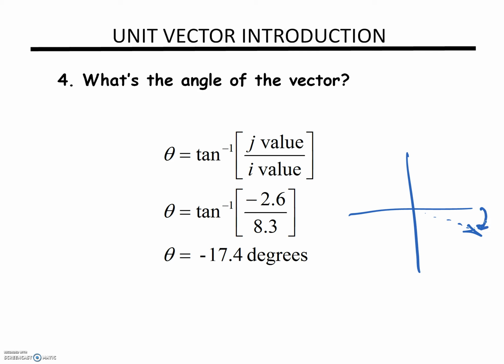So remember, negative angles are clockwise, and so that's the 17 degrees. The reference angle is referenced from the x direction, and so there is a negative. So you could also write it as a positive 340 some odd degrees in that direction. Either one would be fine.